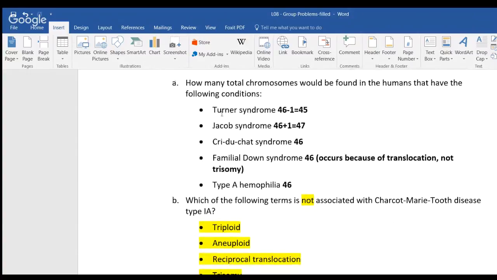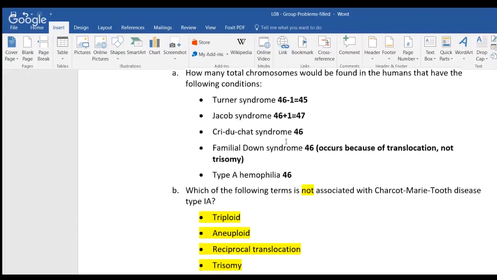For cri-du-chat syndrome, since it's just a deletion on part of a chromosome, it's 46 chromosomes. For familial Down syndrome, it's also 46 because it's occurring because of translocation and not because of trisomy, as we mentioned in the previous question. For type A hemophilia, we remember that it's just a structural change. There's no loss or gain in chromosomes, so it will still be the regular 46 chromosomes.